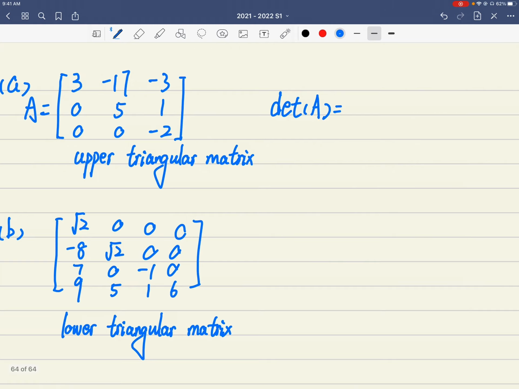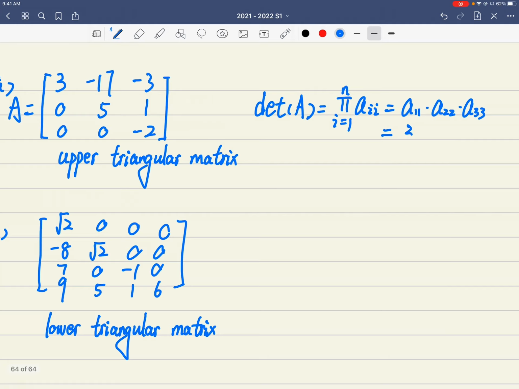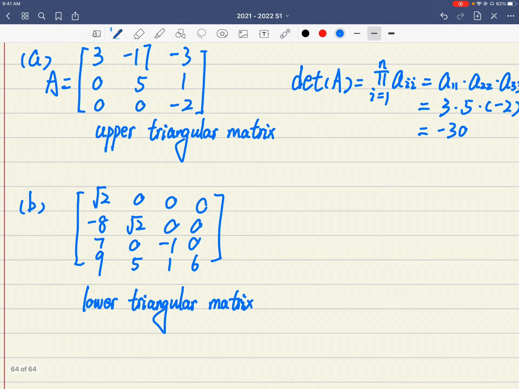It's just the product. This is the symbol for the product. It's just the product of all its diagonal entries: diagonal entry times diagonal entry times diagonal entry. This only works for upper triangular or lower triangular matrices. This is not a general formula for determinants, I have to tell you. In this special case, it's the product of the 3 diagonal entries, A11, A22, and A33. So it's 3 times 5 times -2. The result is -30.